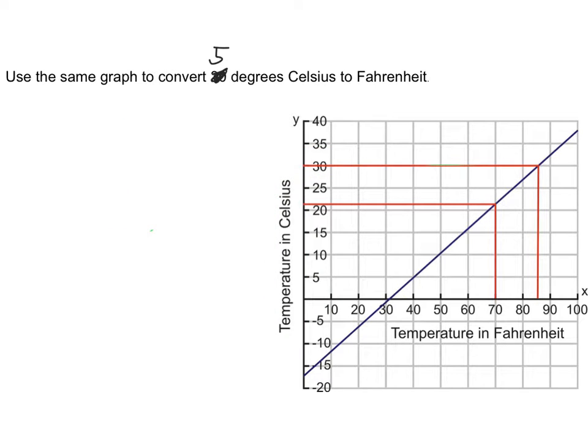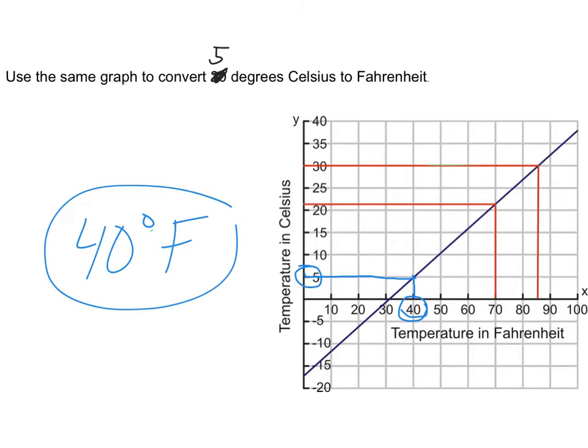Now we're going to switch it up, so now we're going to go from 5 degrees Celsius to Fahrenheit. So if we go 5 degrees Celsius, 5 degrees is right here, so we start at the axis and we go towards the line. Once we hit the line, we can go down to the x-axis, and we get that it would be 40 degrees Fahrenheit.